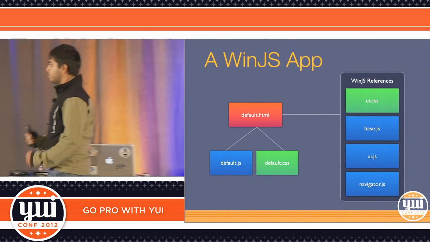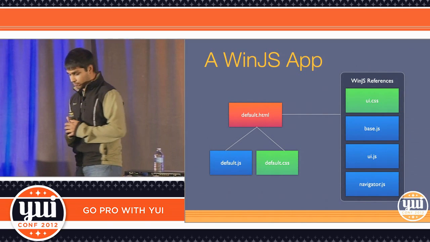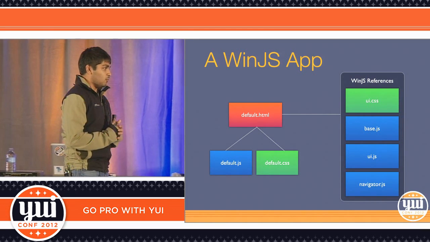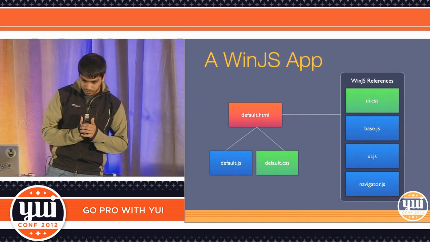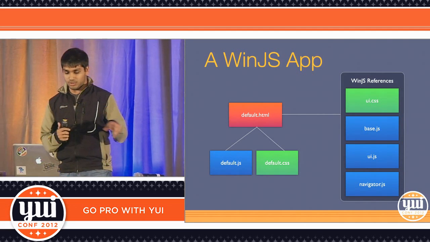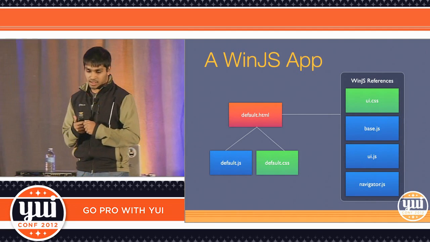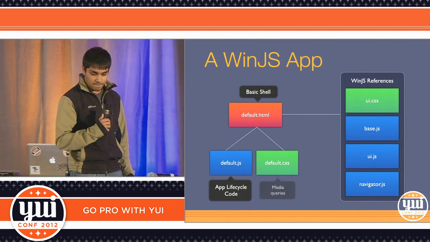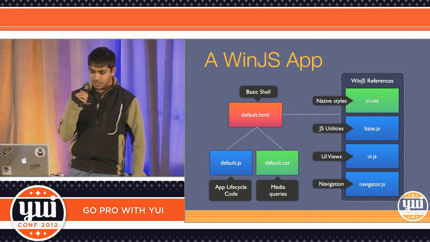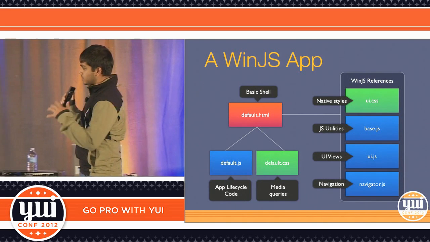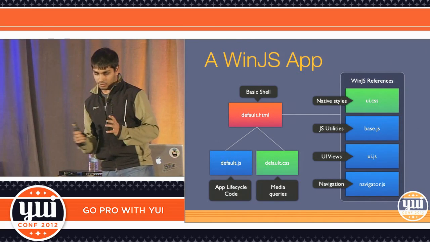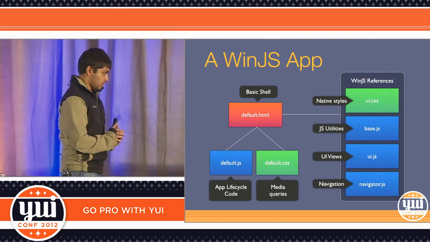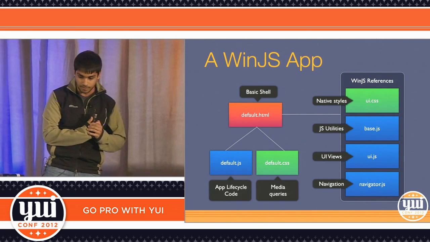OK, so let me talk a bit about a WinJS app. So you open Visual Studio, and you say new project, and you say I want to create a WinJS project. What you essentially end up with is something that looks like this. You have a default.html file, which links to default.js, default.css, and it also links to a bunch of WinJS references. OK, so what do all these mean? So the default.html, I'll get into this a little later, but think of it as a shell around your application. Default.js is where you contain all your app lifecycle code. I'll show some code about that in a bit too.